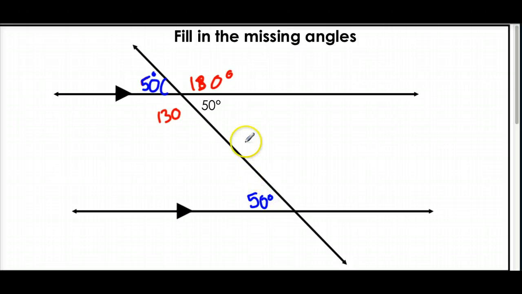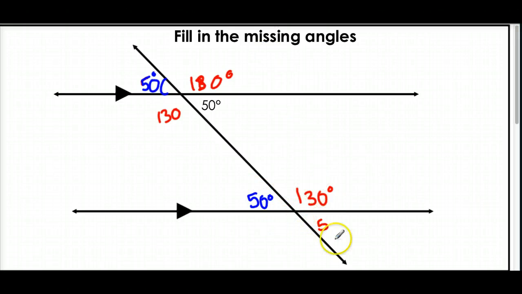This is 50 degrees because these two are alternate interior angles, right? They're on the interior, on opposite sides. Now I know this is going to be 130 degrees, once again because these are alternate interior angles. Now if this is 50, then I know this is 50.